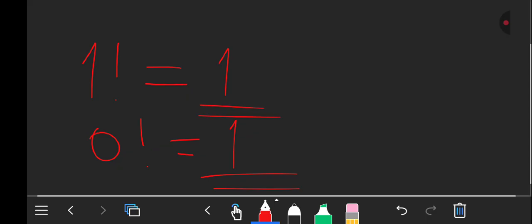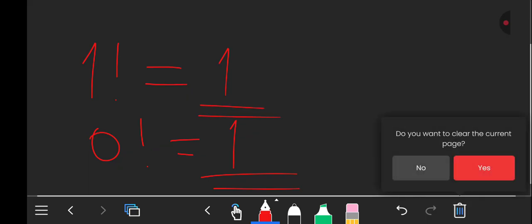But you need to understand that when you have 1 factorial, what is 1 factorial? 1 factorial is just 1. What about 0 factorial? 0 factorial is so special. 0 factorial is also 1. So 1 factorial is equal to 1, and 0 factorial is also equal to 1.